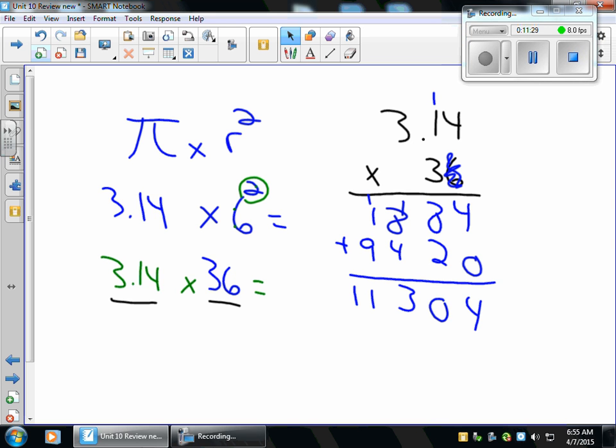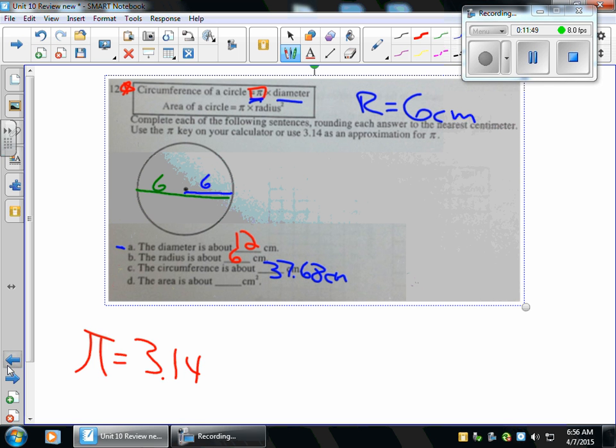Take out the red marker. How many numbers? I got decimal here. No numbers here. 2 numbers here. 1, 2. 1, 2. Please don't forget to do that decimal, because if I get an answer of 11,304, that is way off. Okay, kids? So my area of that circle is 113 and 4 hundredths centimeters squared.